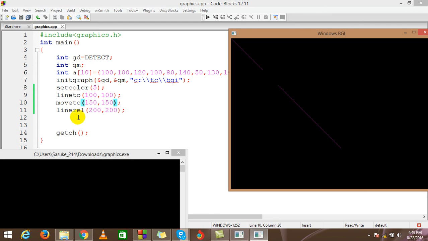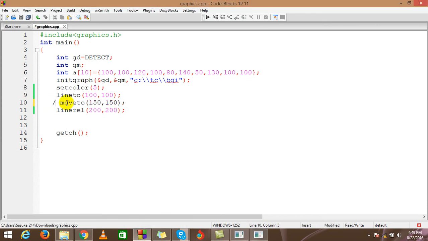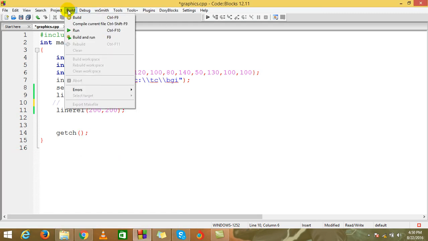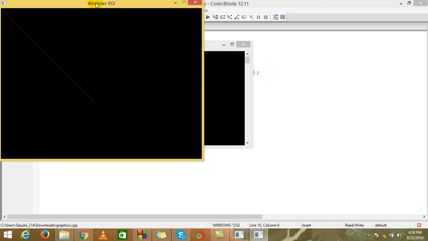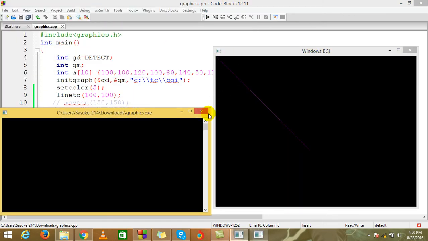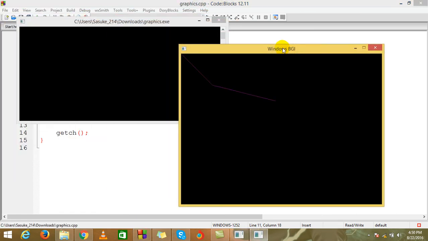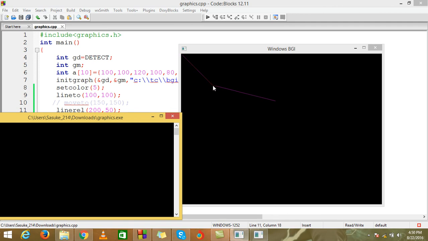So in lineto and linerel, we are just giving the ending position of the line. And what does lineto do? Let's see, just comment out this moveto now, and let's run our program. Now you can see that this line has slanted. Now it is a bit ridiculous, so you can't see properly. Now let's make it from 50. Now you can see that it is drawn from this point, this is our second linerel, to this point.